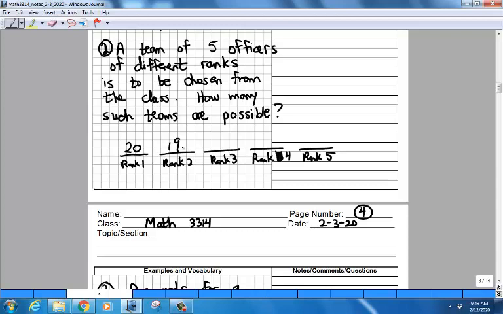How many here? 18. Now you're down to 18. And how many here? 17. And how many here? 16. When you finish that algorithm, what are you going to have?